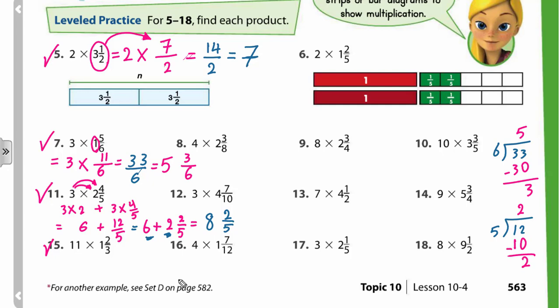Okay, for the last question I also want to use the same way: the distribution.